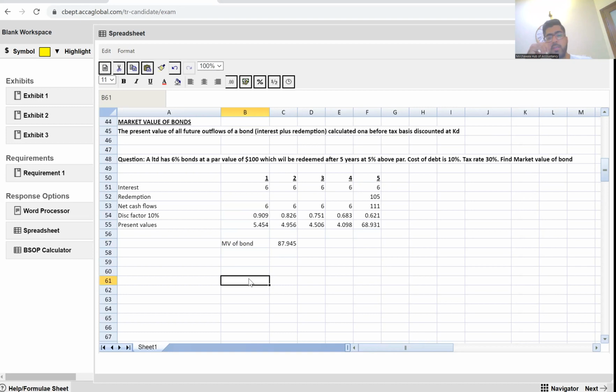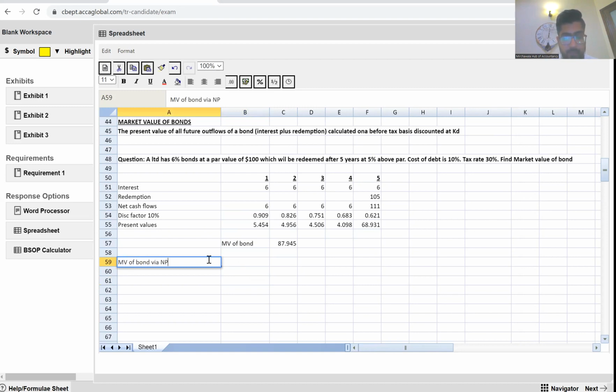Now, basically in market value of bond, what you're doing, you are taking NCF, then discount factor, then present values, and adding them all to get NPV or market value. So this can be done via NPV function.